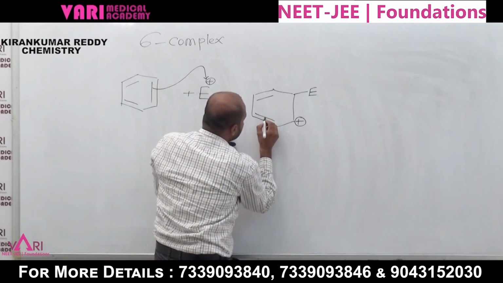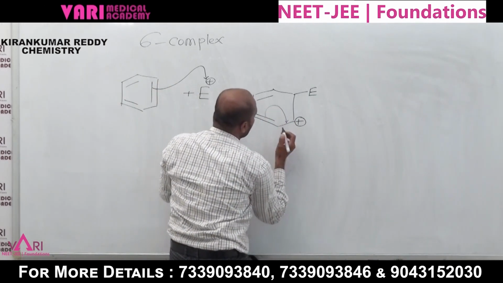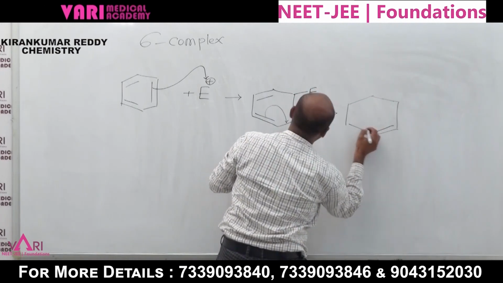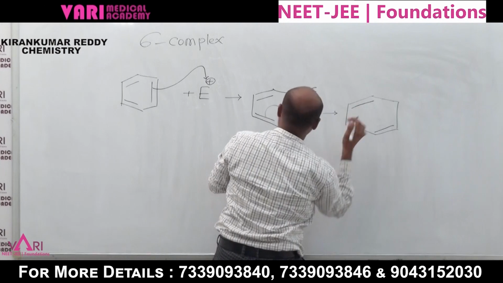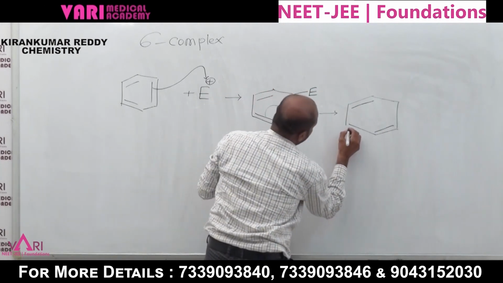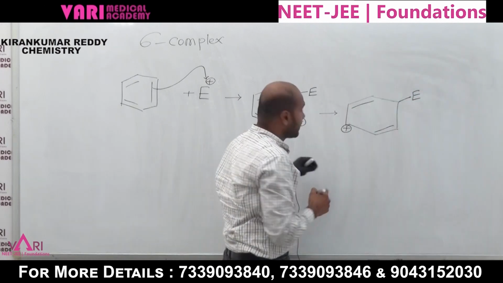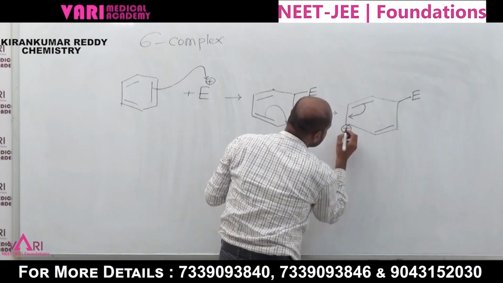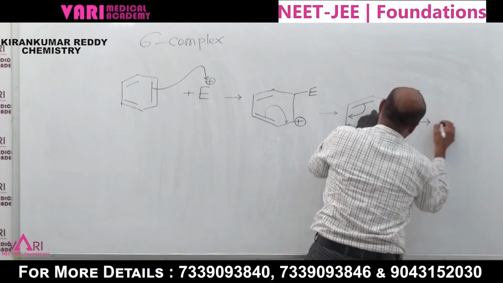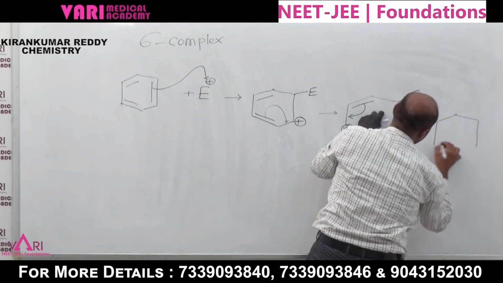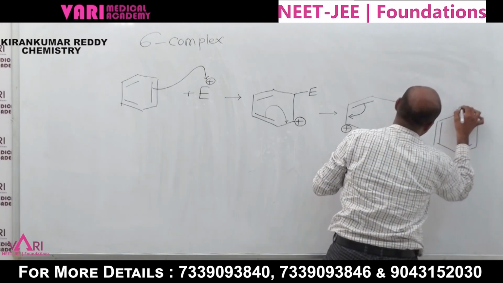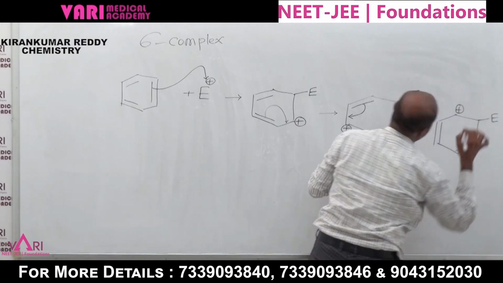Now simply this bond is shifted to this place. What is happening? Here is a double bond, here also a double bond. If here is the positive charge, now it is coming to this carbon. Here is the electrophile. Now this bond is shifted like this, which means this positive charge goes to this carbon. For another carbon, this bond is shifted here and this bond is shifted here. Here is the positive charge, here is the electrophile.